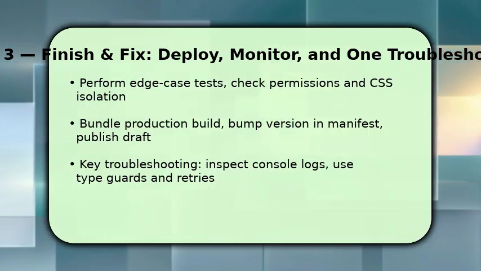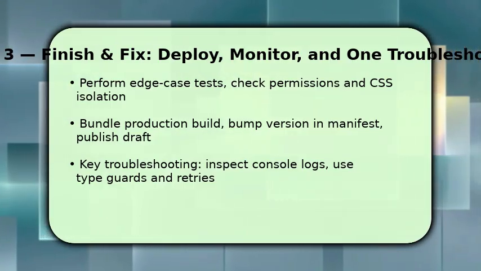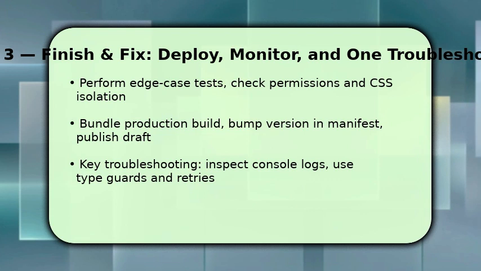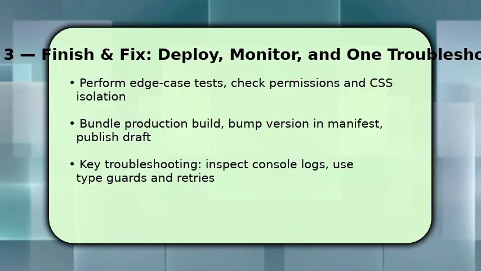If things go wrong, inspect Figma and UI console logs first, add type guards, and implement small retries for async operations. Those steps catch most message timing or permission-related failures.